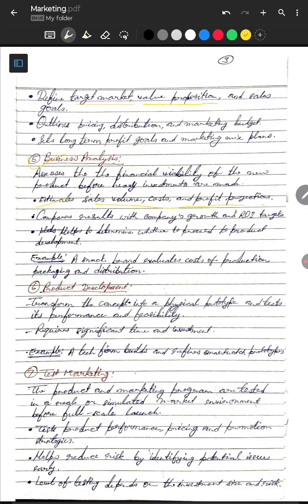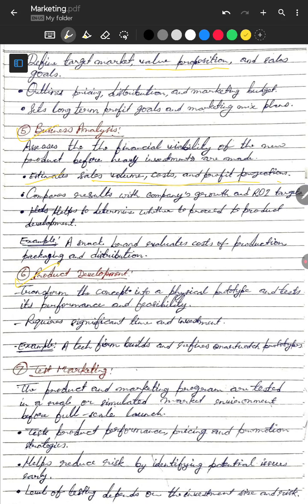Then we have the sixth stage, that is product development. What happens in product development? Transform the concept into a physical prototype. So what we do here in product development is make a physical prototype of the product and test its performance and feasibility. It requires significant time and investment. So here the example given is a tech firm builds and refines a smartwatch prototype. So that is about the product development stage, that is the sixth stage.